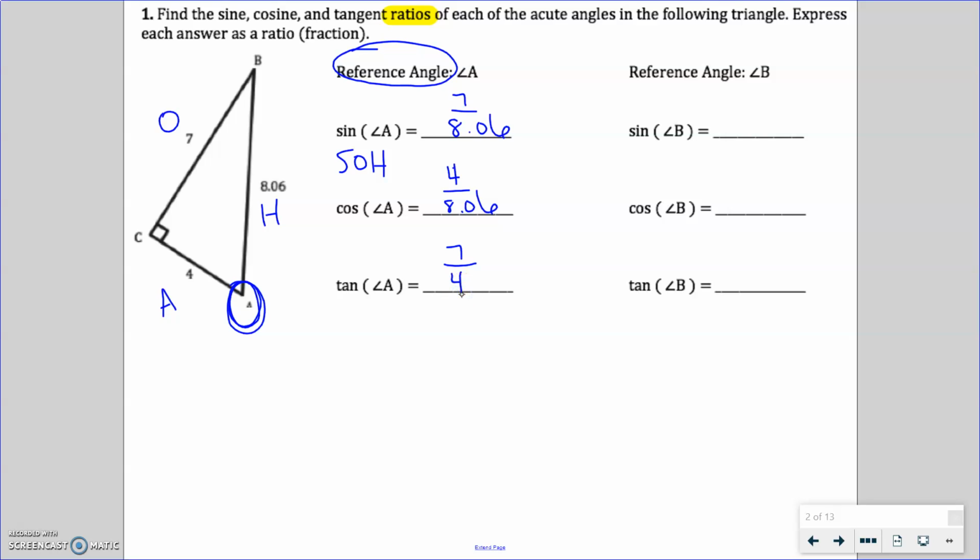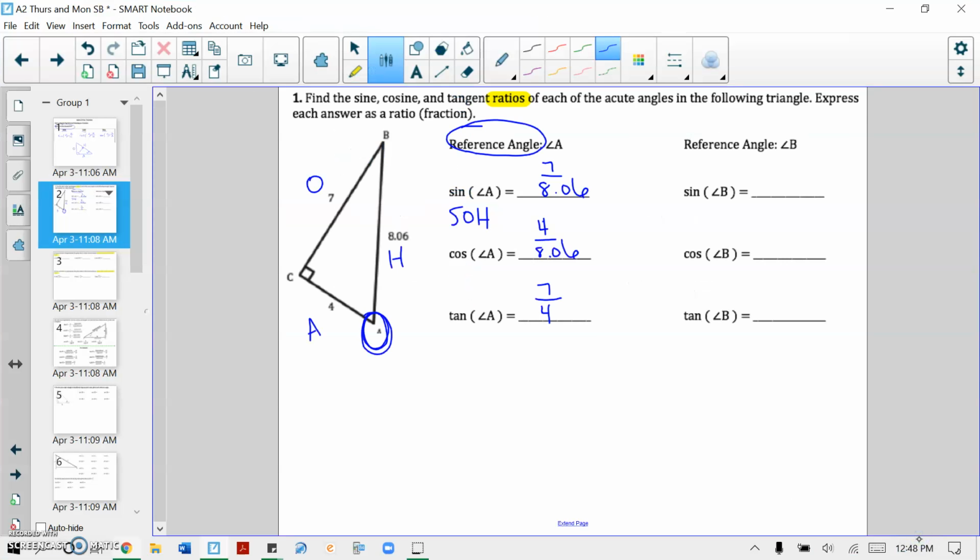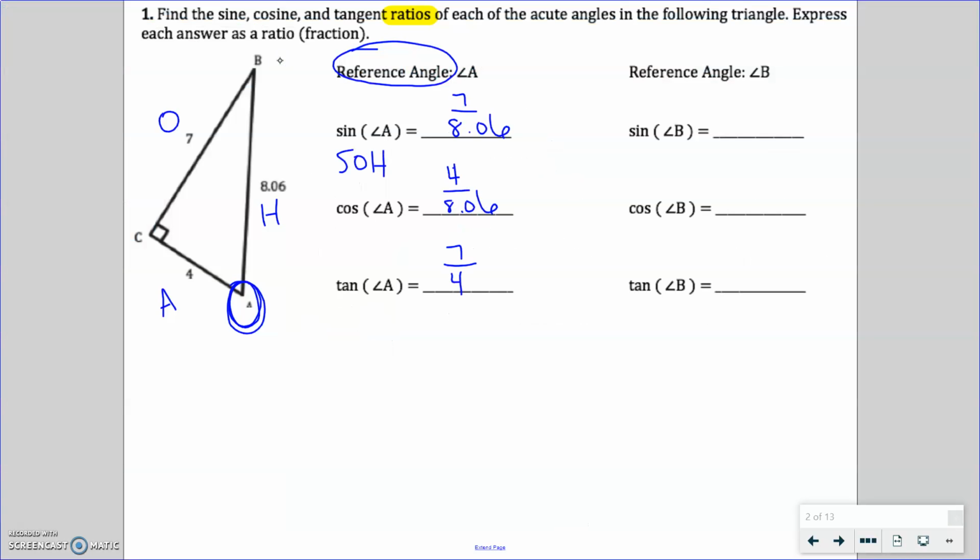Okay, so here's how this changes. I'm going to switch my color here, because what changes is when we change to reference angle B, now some things are going to change for sure. So now we're looking at this angle measurement, not this one. The H is still going to stay the same. That doesn't change. But notice how my opposite side is now the 4, and my adjacent side is now the 7.